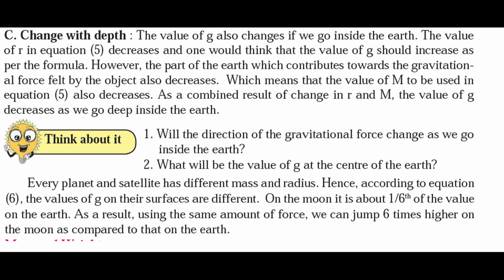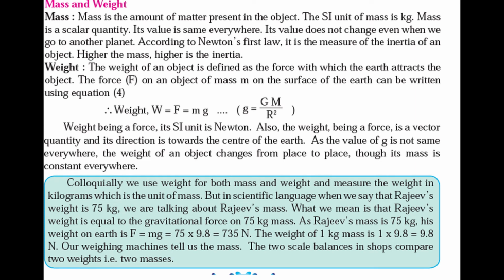Now every planet and satellite has different mass and radius. Hence, according to the equation, the values of g on their surfaces are different. On the Moon, it is 1/6 of the value on the Earth's surface. As a result, using the same amount of force, we can jump 6 times higher on the Moon's surface as compared to what we can do on the Earth's surface.